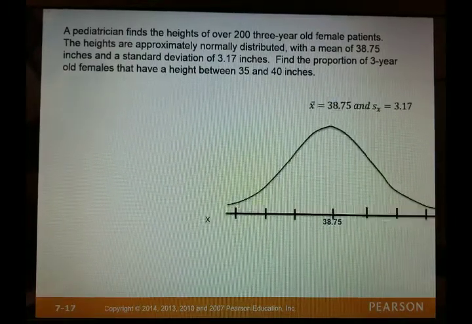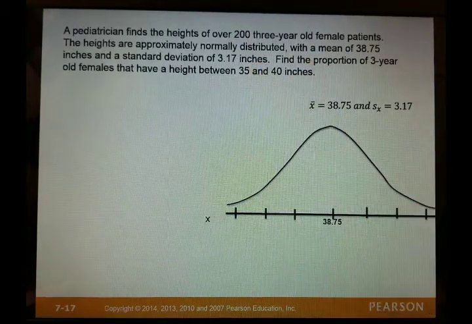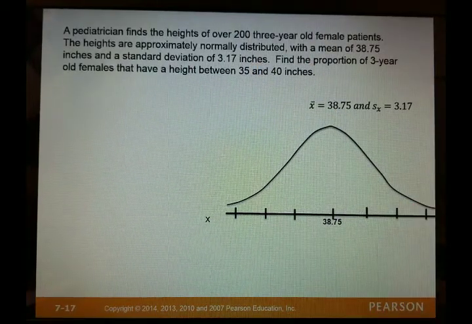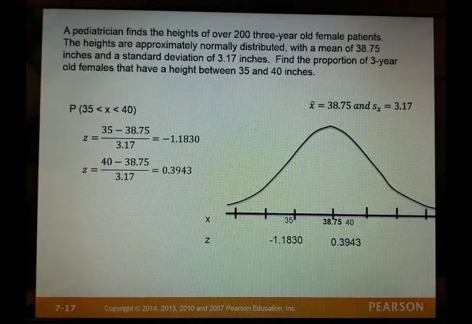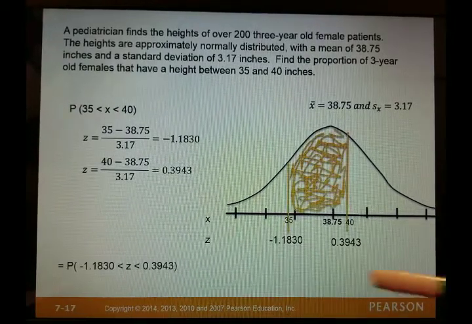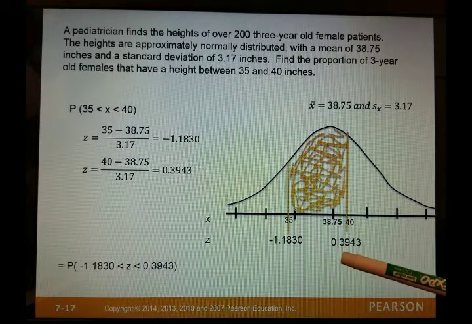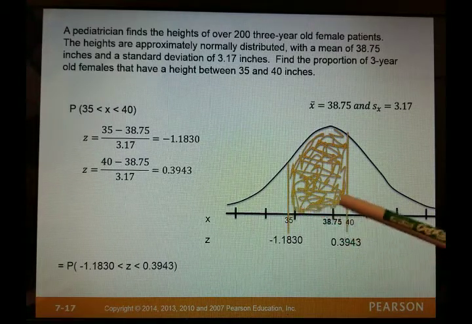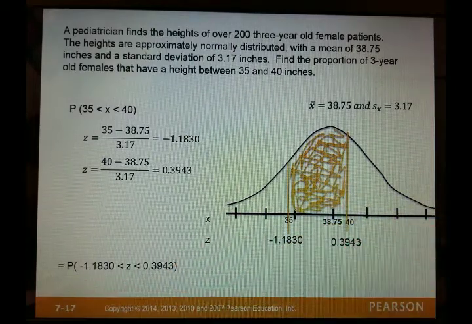Pediatrician, same scenario, but this time I want the proportion of 3-year-olds that have a height between 35 and 40 inches. Well, between 35 and 40 inches, I need to get the z-score for each of those. So again, I take 35 minus the mean, divide it by its standard deviation. 40 minus the mean, divide by its standard deviation. So I'm really looking for the area between a z-score of negative 1.1830 and 0.3943. Okay, so I want that area between these two z-scores. So that would just be a normal CDF between those two z-scores.